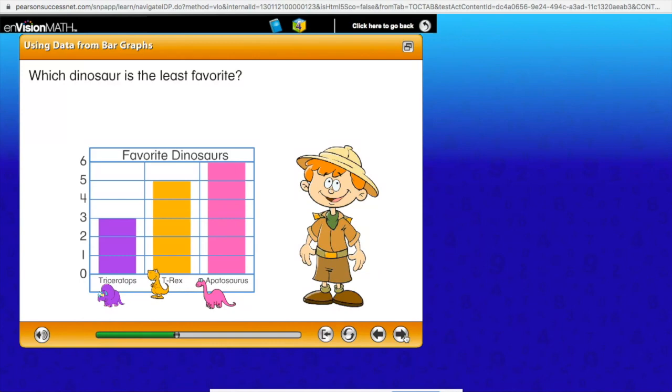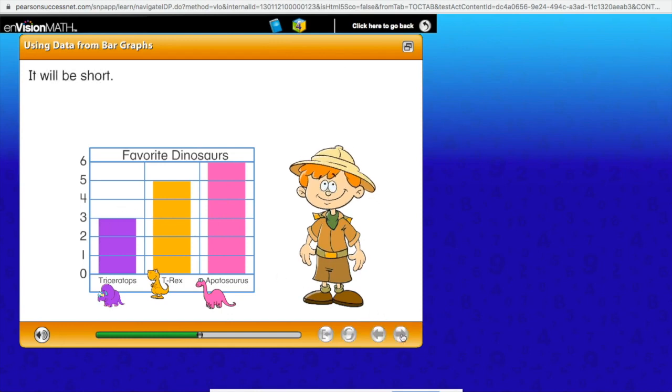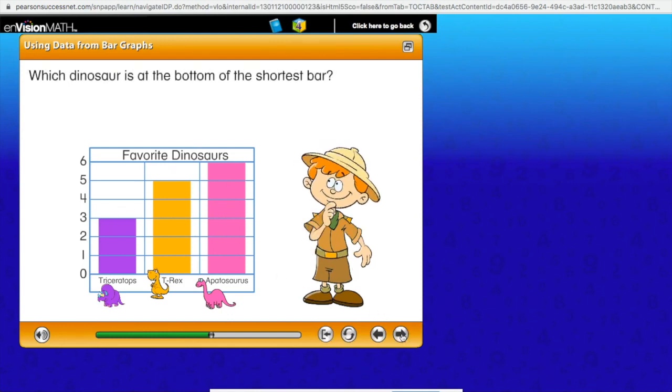Which dinosaur is the least favorite? Okay, so now we need to think opposite, right? Think about what that word least means. Will the bar for the least favorite be short, tall, or in between? Well, if the favorite dinosaur was the Apatosaurus and we looked for the tallest bar, you need to think just the opposite. For the least favorite dinosaur, we are going to look for the short bar. It will be short.